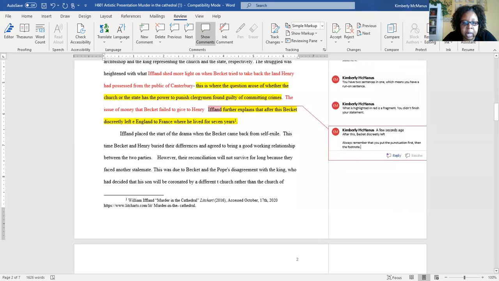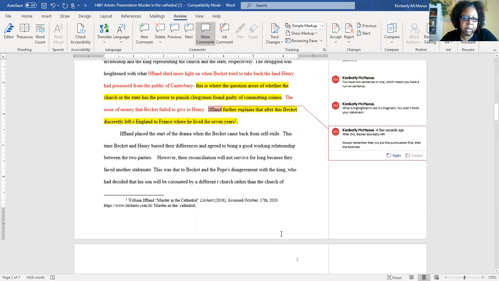Iffland placed the star of the drama when the Becket, so Sam, you know these things. So what I'm seeing is you didn't go back. I hope that you went back and you read this. I told you this from day one when we first met, read aloud, right? You want to read aloud so that you can hear the mistakes. I promise that's what I do. You see me doing it for you all, but I do it when I write my own papers. I go back and I read it aloud. When I read it aloud and I'm reading it with eyes so I can really see what's going on, read it aloud so that you can catch those mistakes, okay?